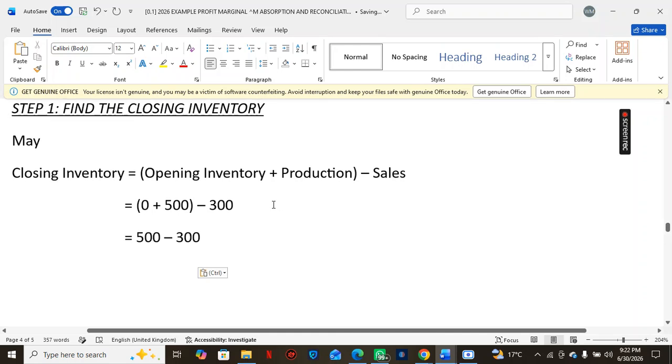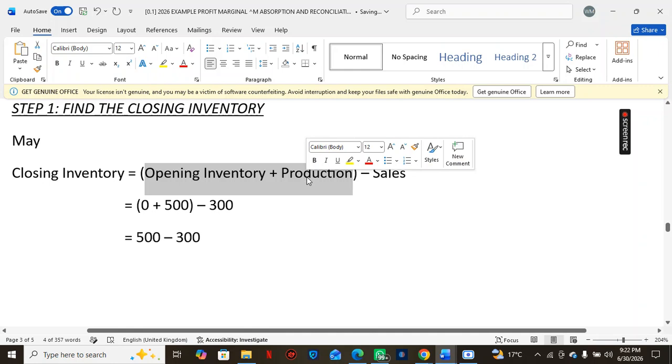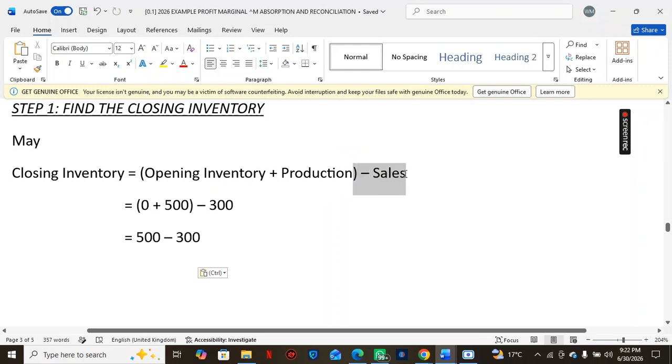It's your opening inventory plus production, meaning when you add your opening inventory and your production, this is all the goods that you have in your factory. Everything you have. The goods that you started with and the goods that you made. Then you subtract the goods that you sell, and that will give you your closing inventory. So from the question, they said there was no opening inventory. So it is zero. The number of units produced in May is 500.